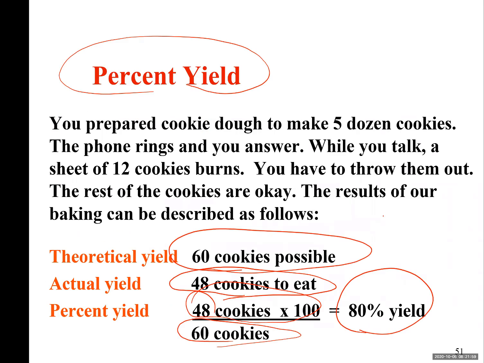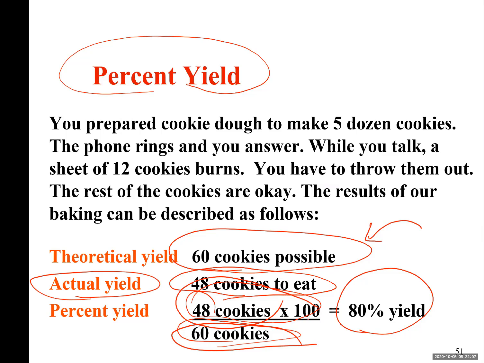The same way I talked about cookies, you thought you would get 60, you write that on the bottom. You really got the actual 48, you write that on the top, times 100, because we're doing percent, per 100. You get 80%. That means out of every 100 cookies, 20 of them were somehow gone, were lost by whatever the reason was.